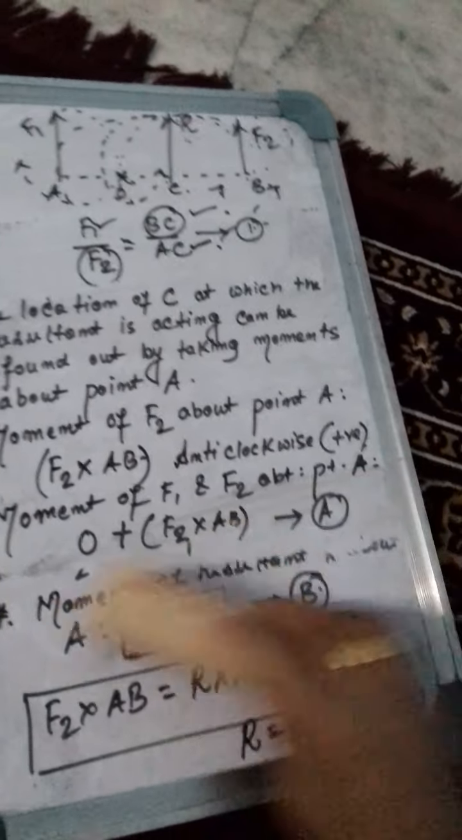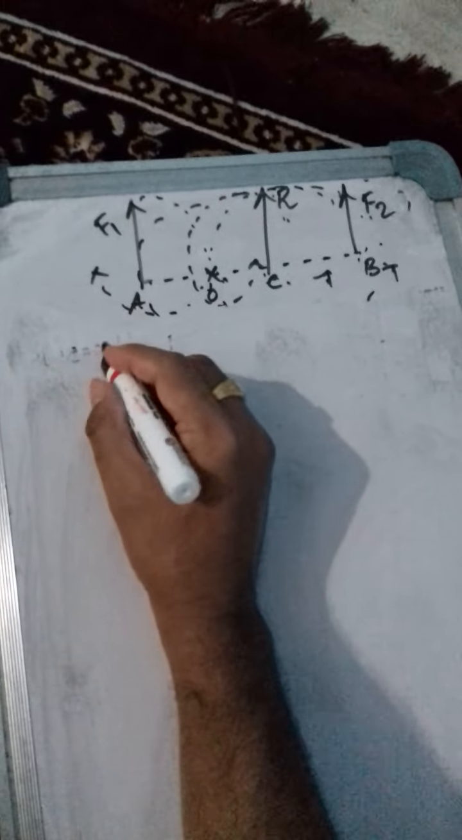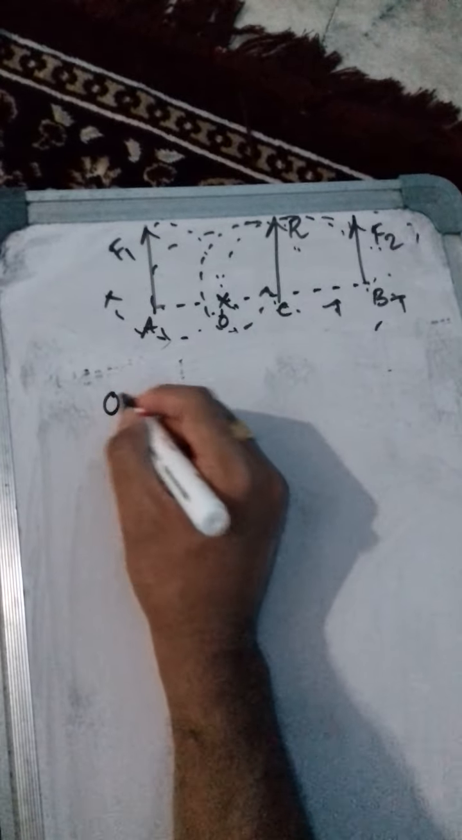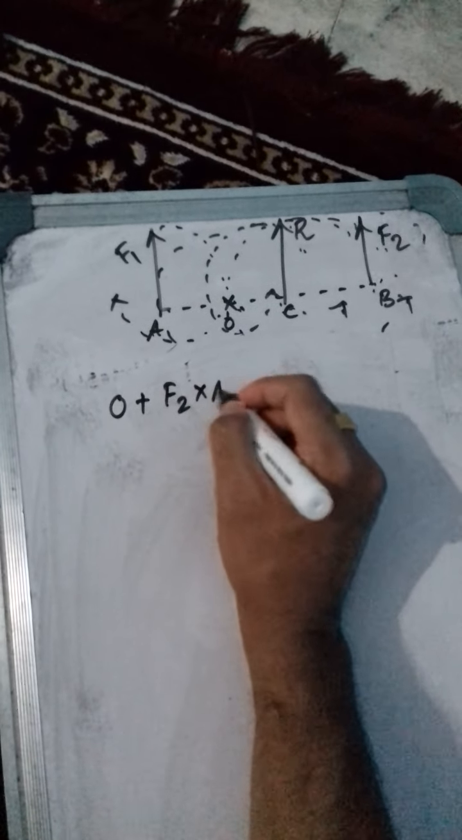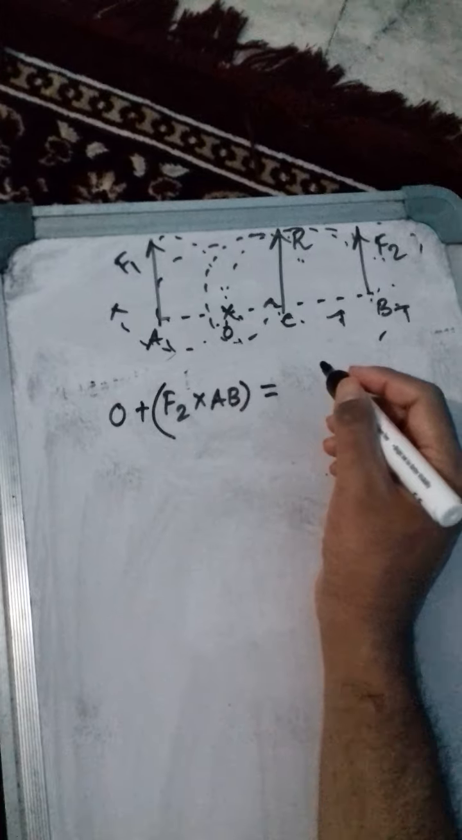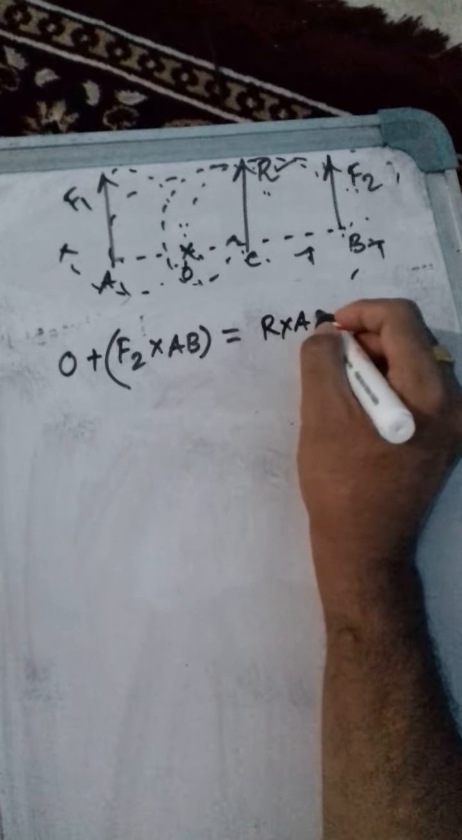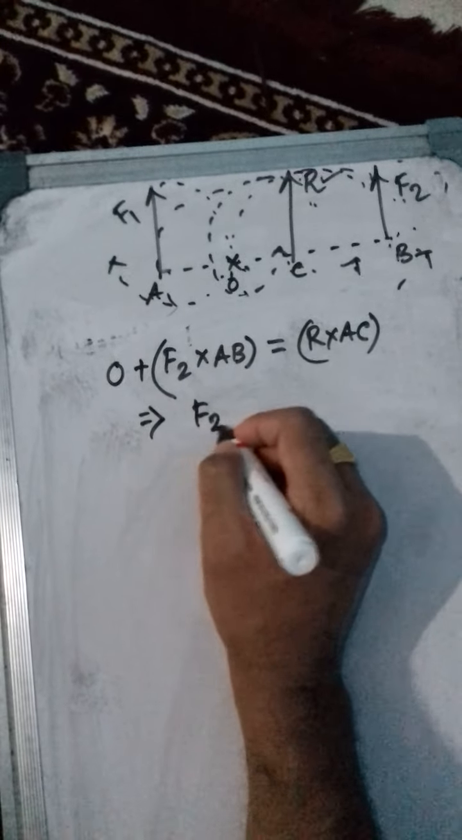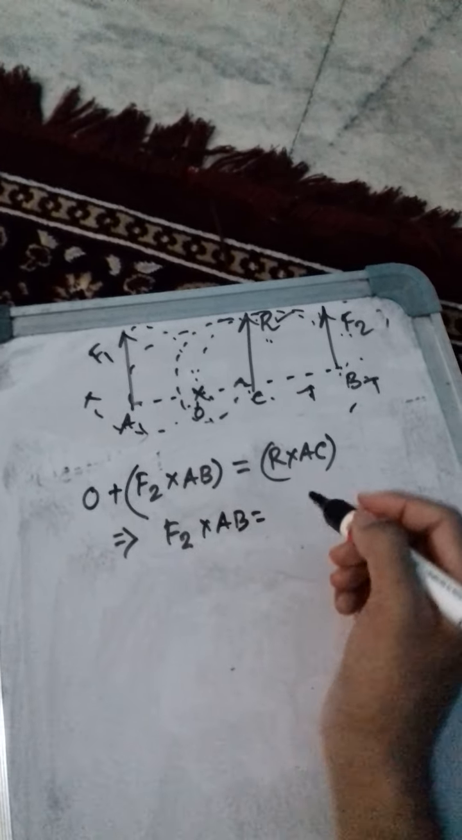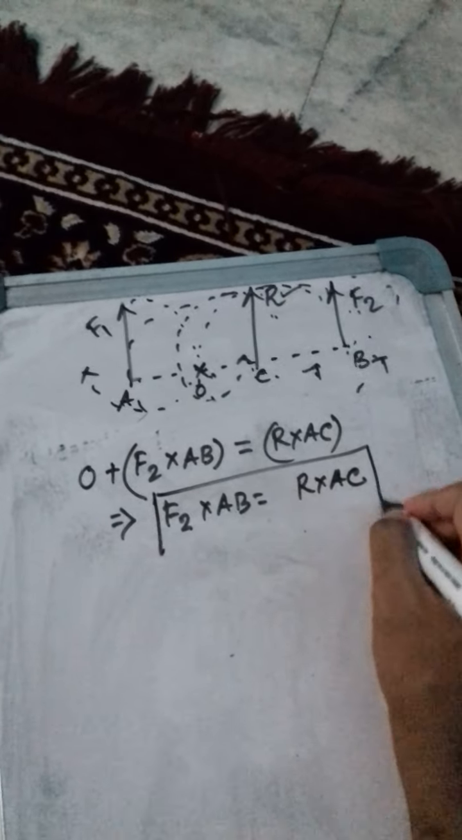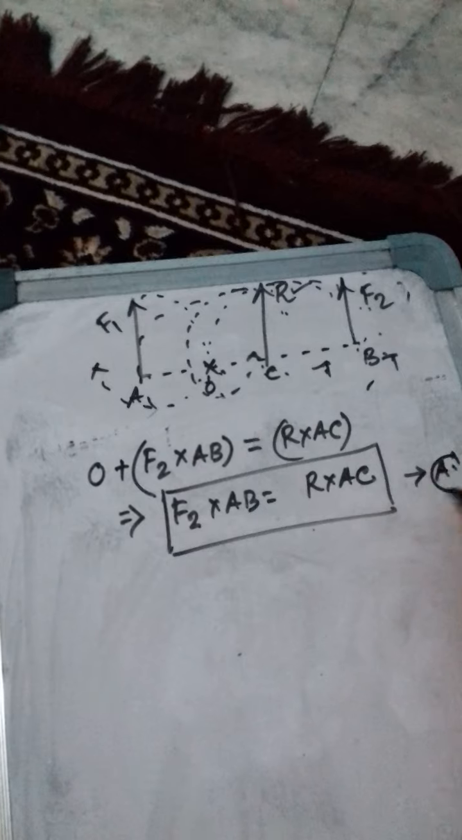Now let us rub the board. Last step. Final, what we have got is the sum of the moment about point A. About point A, the moment of F1 is equal to 0, and for F2 it is F2 into AB. That is equal to the moment of the resultant force R into AC. So finally we are getting F2 into AB is equal to R into AC. So from this equation, what can we get?